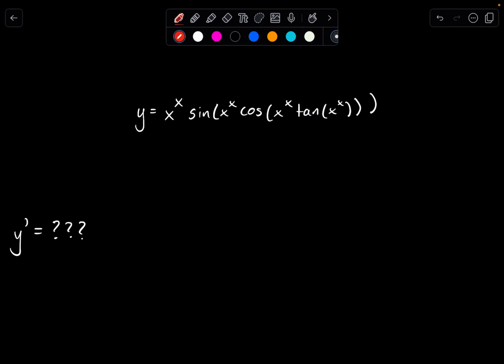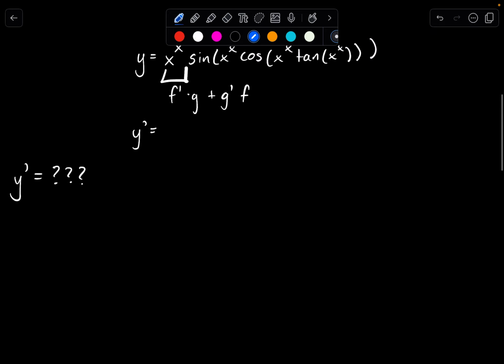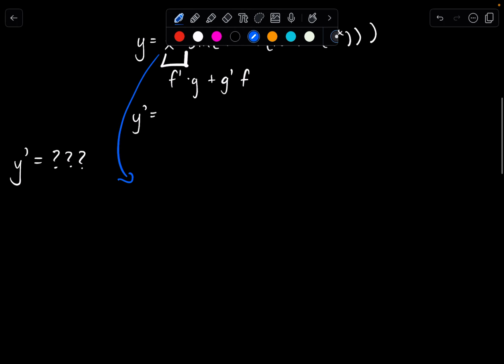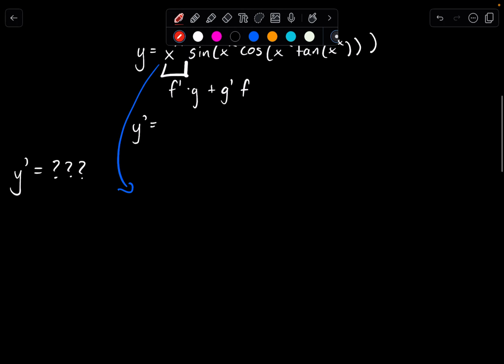First off, I'm going to be writing y prime is equal to the derivative of this, f prime g. Remember, f prime times g plus g prime f. Now, what is the derivative of x to the x? We did this earlier in one of my previous videos, and you can check that out. But in summary, a quick shortcut of doing this. I don't know if it's wrong, but we're going to try it.